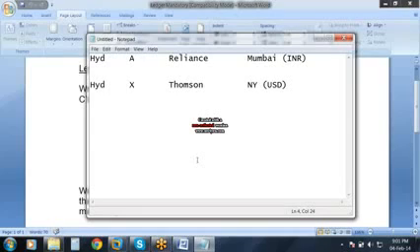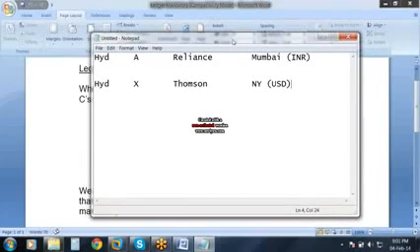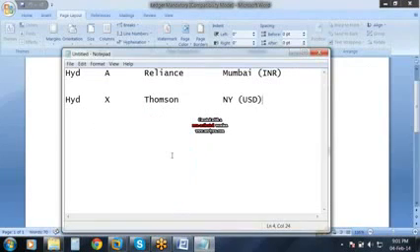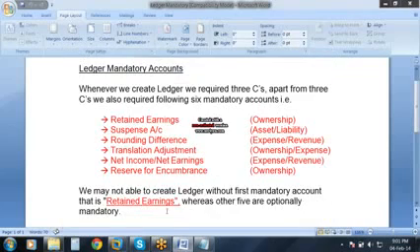So translation is needed for Thomson. For Reliance, no translation is required. So that is the reason I'm using the word optionally mandatory. What do you mean by optionally mandatory? Optional for Reliance, for Thomson it is mandatory. Got it. Whereas the other five are optionally mandatory: mandatory for one company, for another company it is optional. This is the example I just gave. Followed or not? Yeah.